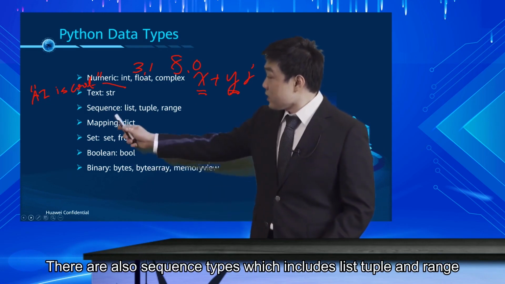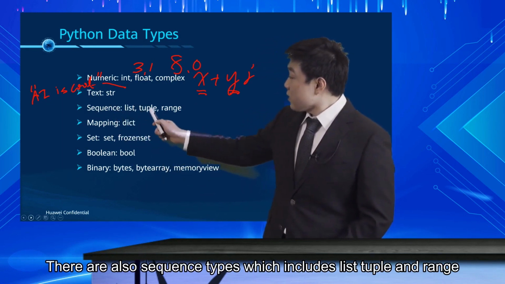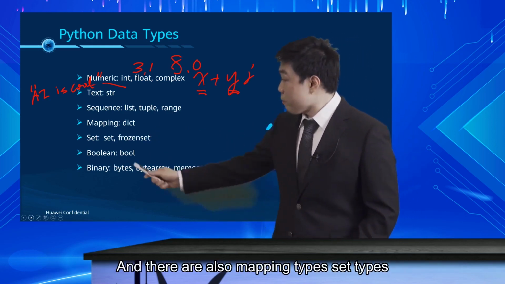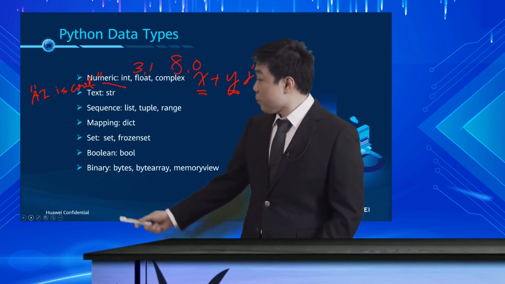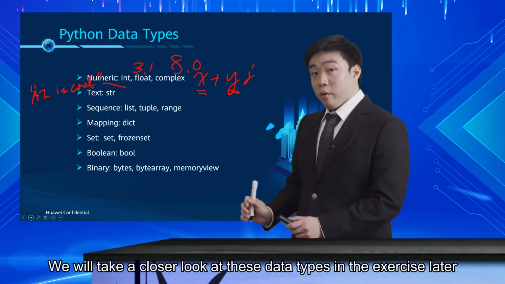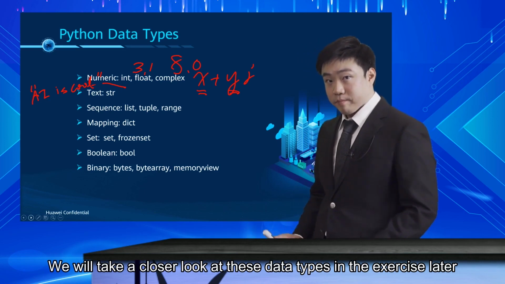There are also sequences, which include list, tuple, and range. And there are also mapping types, set types, Boolean types, and binary types. We will take a closer look at these data types in the exercise later.